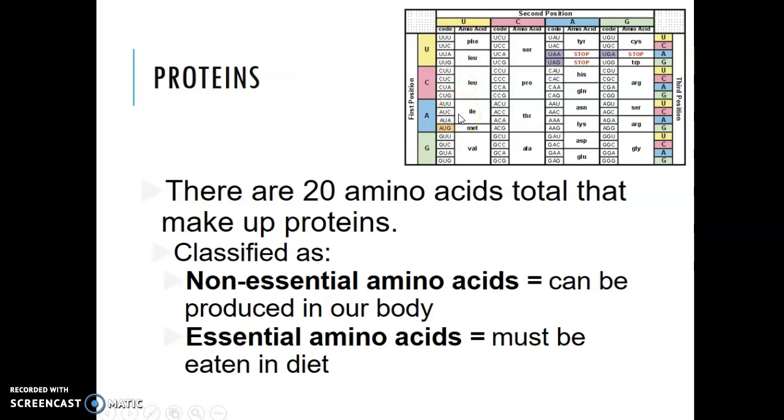So we have essential and non-essential amino acids. Non-essential doesn't mean it's bad. It just means our body can make it, so we don't have to get it from our diet. It can break down other proteins and make what we need. Essential, we have to get them from our diet, where our body's not able to make them for ourselves.